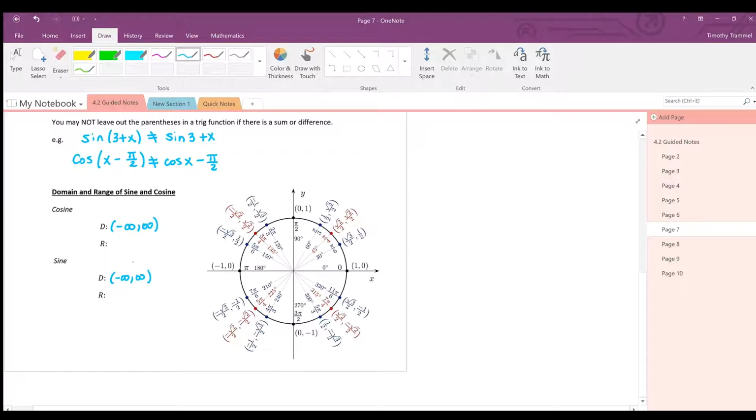But now I want you to think about this. What is the range for each one of these functions? What's the maximum output and what's the minimum output for these functions?